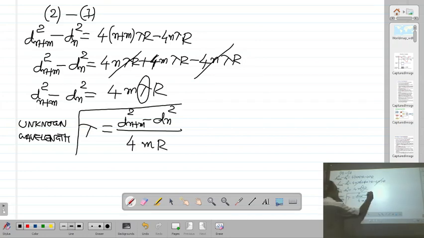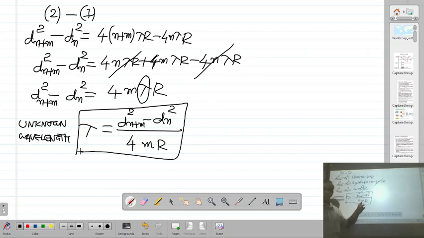So using this equation, we will be able to find the unknown wavelength of the monochromatic source, calculated by dn plus m square minus dn square over 4m. Once again, what is dn plus m square? It is the diameter of the n plus mth order dark ring, that is the 15th dark ring. dn square is the diameter of the nth order dark ring, that is the 10th dark ring.